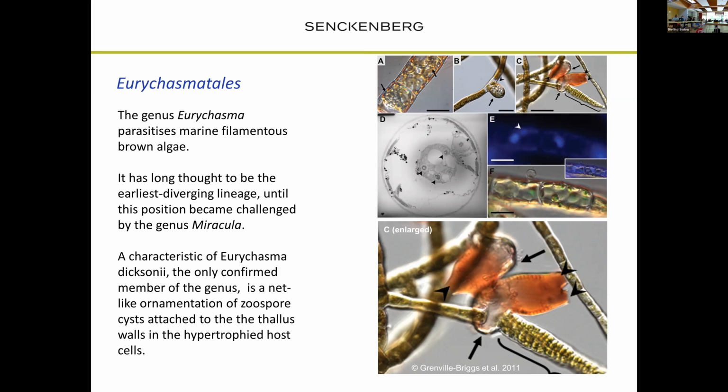honeycomb-like structures on the surface. And this is typical for Eurychasma, that you have this net-like, honeycomb-like appearance within the sporangium, which is the place where cysts are attached tightly to the sporangium wall, and they will then give rise to zoospores that escape through the exit tubes.